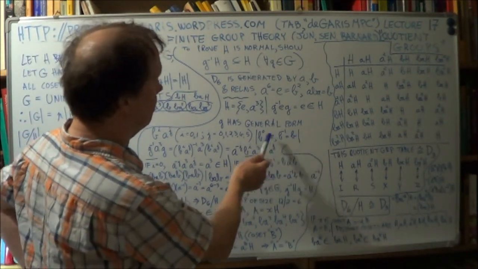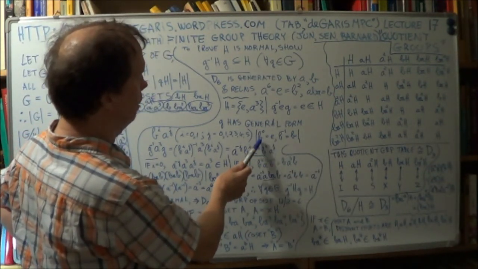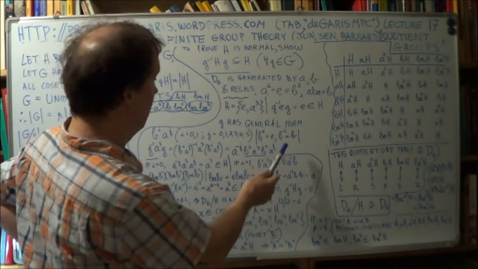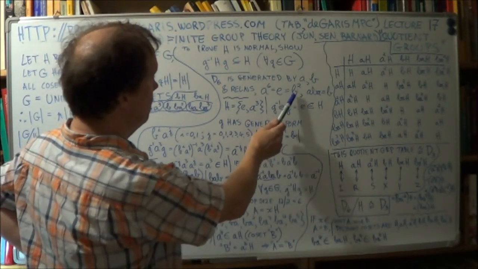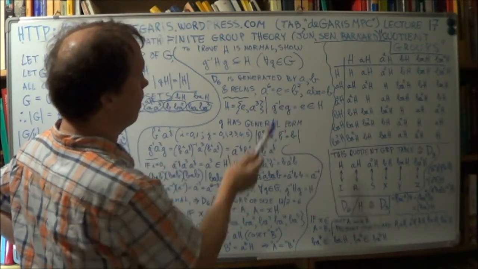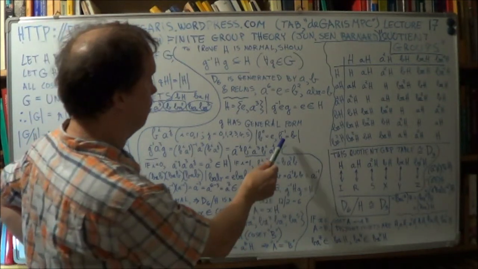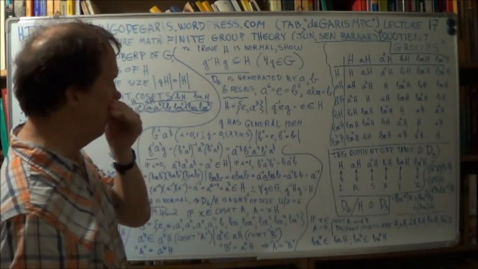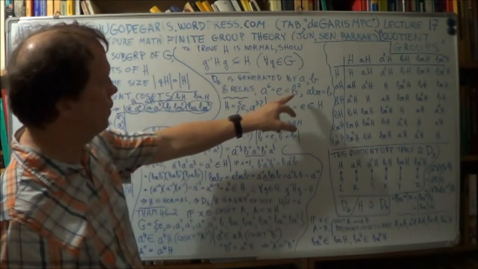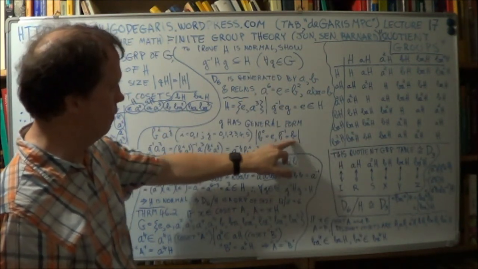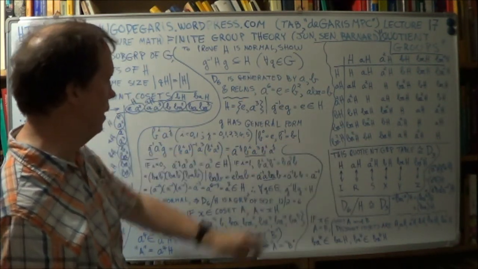Now a few other little results we might need. Any element raised to power 0 is just the unit, by definition. And because b squared is the unit, b inverse equals b. I think we proved that a while back. But if any element squared is the unit, its inverse is itself. Right? So we'll use that a bit later.